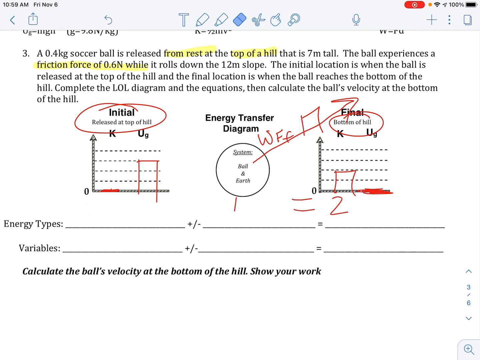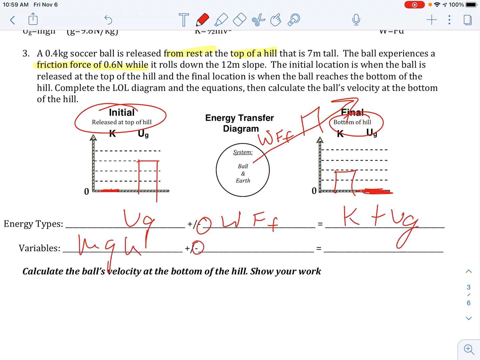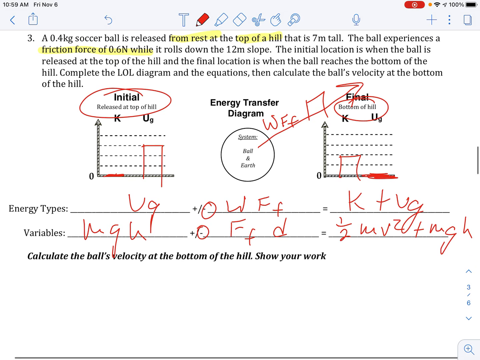Now that we've got our LOL done, it should get easier from here. We know we've got UG minus work of force friction equals K plus UG. So that's mgh minus force friction times distance equals 1/2 mv squared plus mgh. Now we just got to plug in our values.